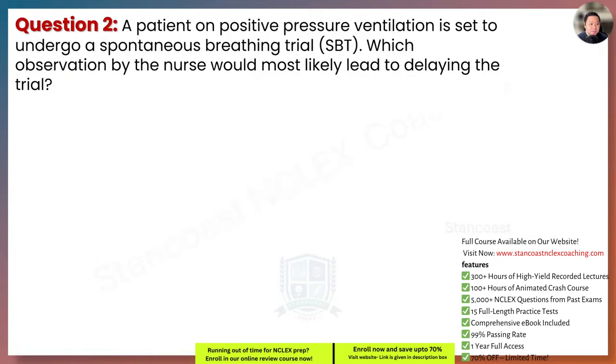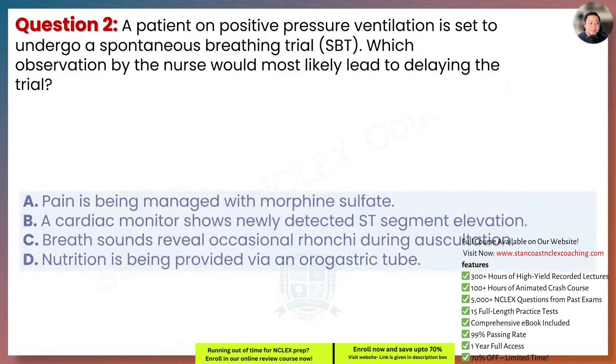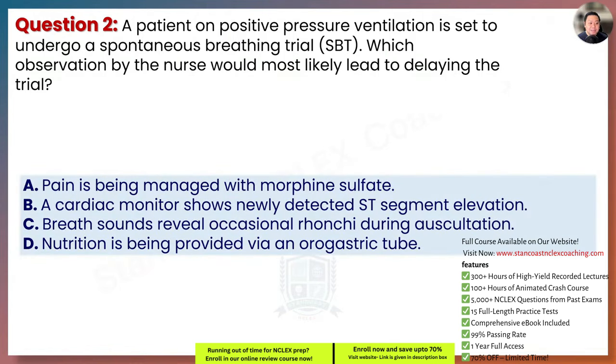Let's have number 2. A patient on positive pressure ventilation is set to undergo a spontaneous breathing trial. Which observation by the nurse would most likely lead to delaying the trial? Options: A, pain is being managed with morphine sulfate. B, a cardiac monitor shows newly detected ST segment elevation. C, breath sounds reveal occasional rhonchi during auscultation. D, nutrition is being provided via an orogastric tube.